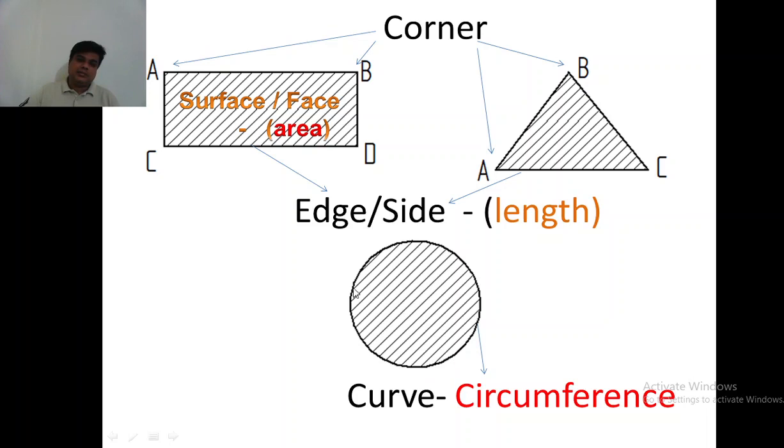Whereas in this circle, we will be giving the dimension diameter or radius, and the length of this circle is called the circumference or perimeter. So remember, for planes we have corners, we have the edges or side, and we have the curve, circumference for the circle. And whatever the area is there, whatever the surface, whatever the material is there in the plane, that is called a surface or face. So this is the surface of a plane or face of a plane.